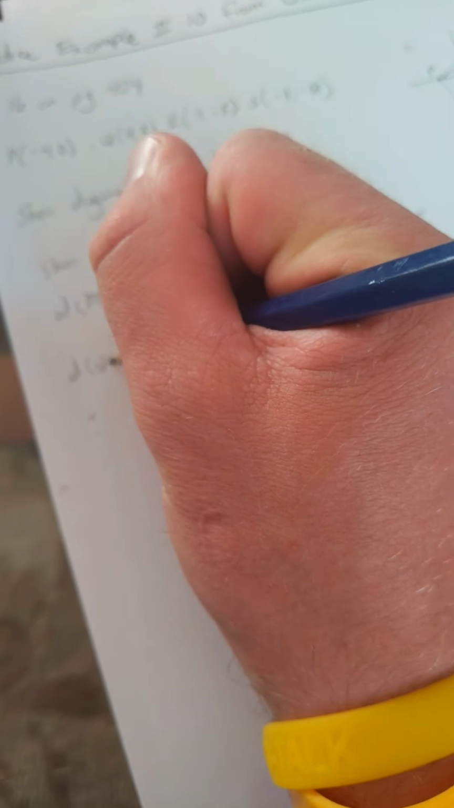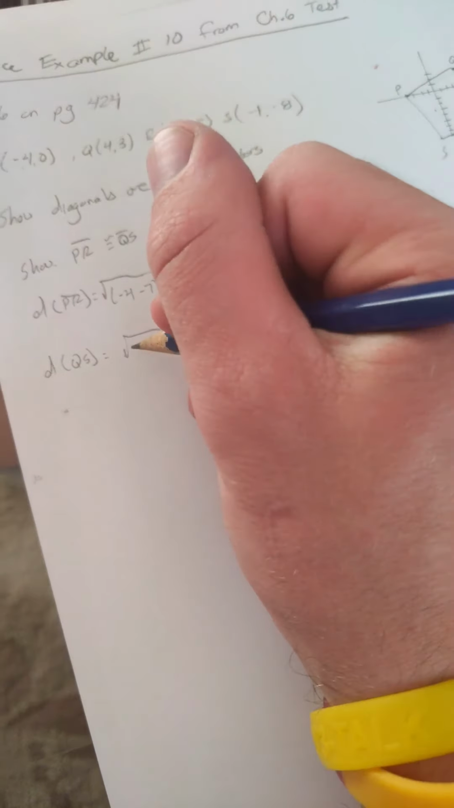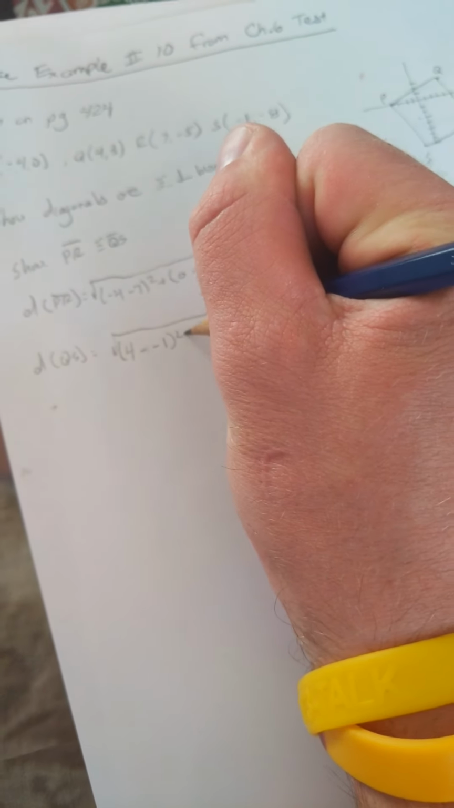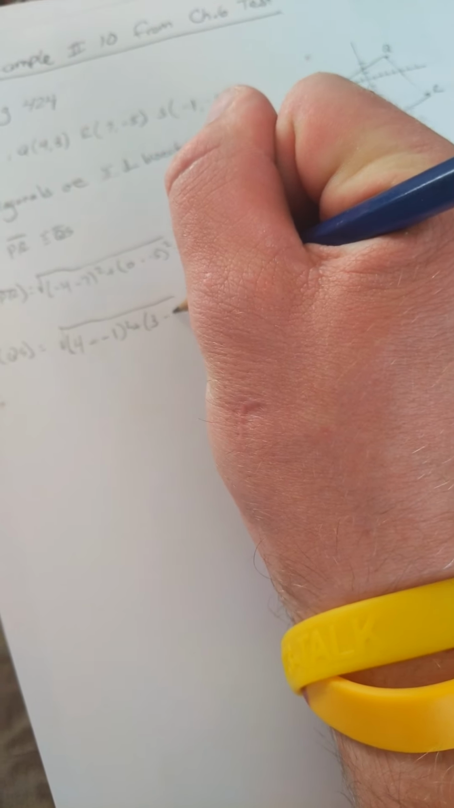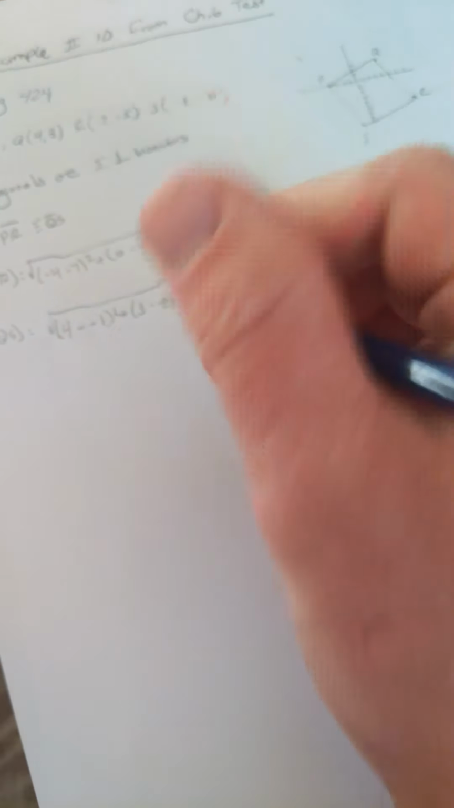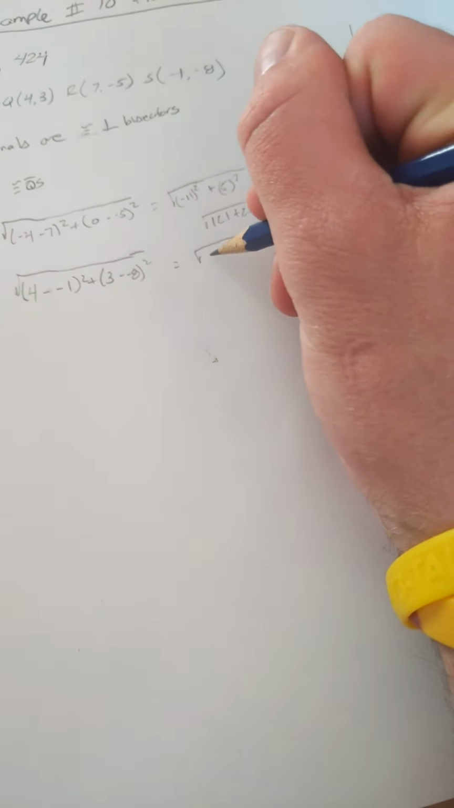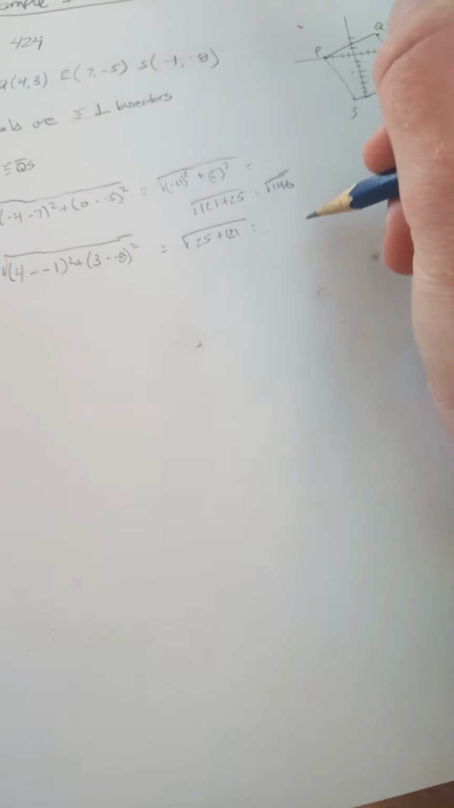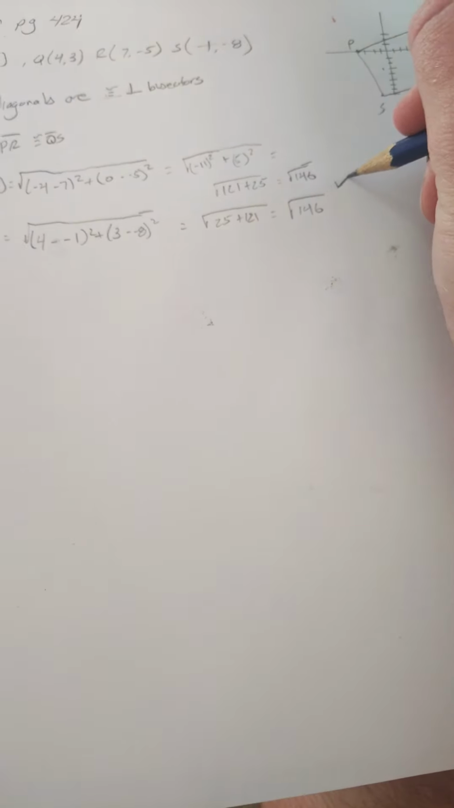That's the important thing. So the distance of QS is the square root of 4 minus -1 squared. That's going to be 5, so that's a good sign. That's going to match up there. And 3 minus -8 squared, that's 11. We had an 11 up here, so that is a good sign as to us being on the right track. We got 25 plus 121, which is 146. So we're good to go there. Check that off. Step 1's done.